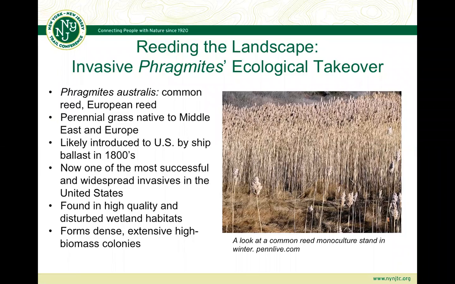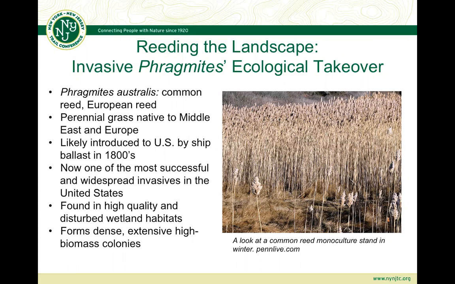Phragmites australis, it's called, is an invasive common reed. It's also referred to as European reed. It's a perennial grass that's native to Middle East and Europe and was likely introduced to the United States via ship ballast in the 1800s, but it quickly colonized many different habitat types and is capable of doing it in both high quality and disturbed habitats.